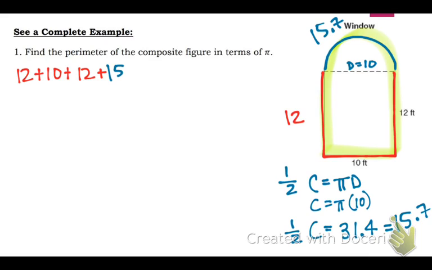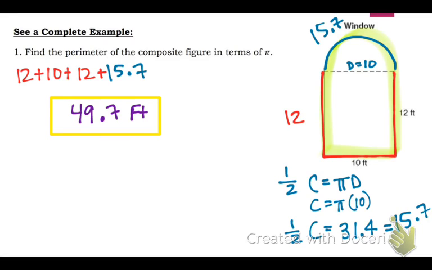All right, so then we add them all up. So what is 12 plus 10 plus 12 plus 15.7? 49.7. All right, and then it's just feet. There is no squared because this is not area.